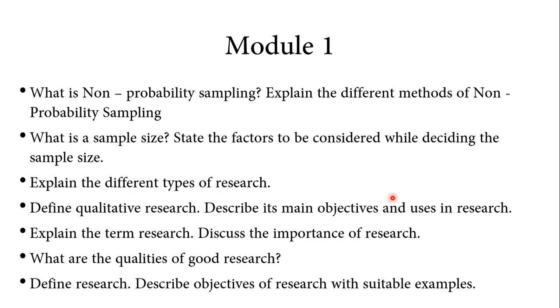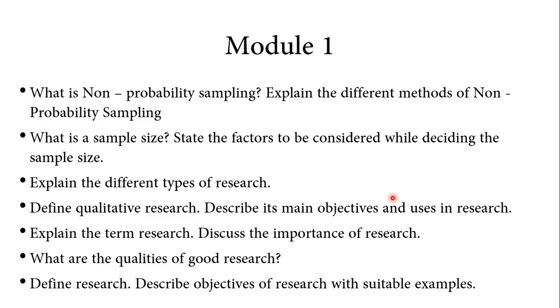Next is again a continuation with sampling. So we have: what is non-probability sampling and different methods of non-probability sampling. Then we have: what is sample size and what are the factors that you need to consider while deciding the sample size. So these are all the questions which are important from the sampling point.